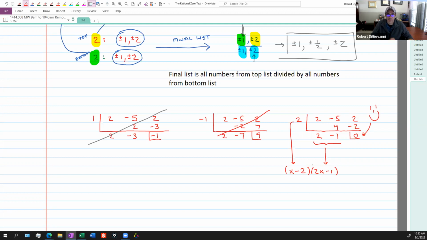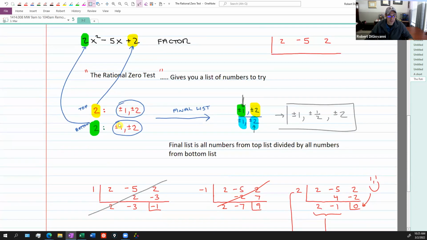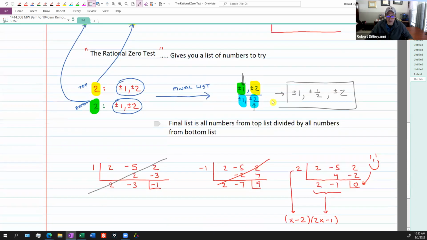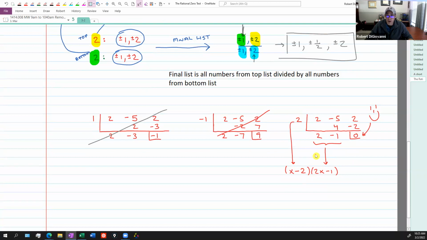I have 15 minutes. I'm going to try to get 2 more of these in. Are there questions? To factor this, what we know is that we can create this list using the rational 0 test. We can then use the list to keep trying those numbers until we get a 0. Once we get a 0, we are there. We have factored.